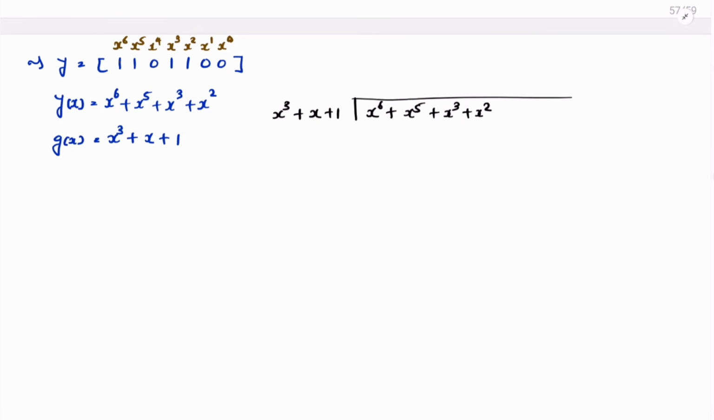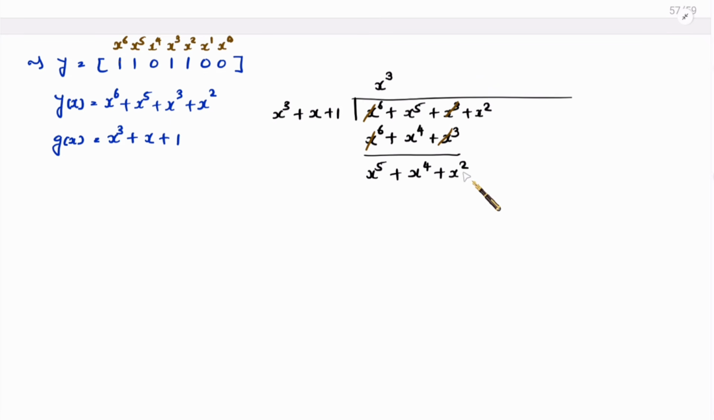If you observe, the highest power here is x to the power 6. So we need to multiply this by x to the power 3. Multiplying x cube with the divisor, we get x to the power 6 plus x to the power 4 plus x to the power 3. Now we simply eliminate similar terms. x to the power 6 is cancelled, x to the power 3 is also cancelled. So now we have x to the power 5, x to the power 4 and x square.